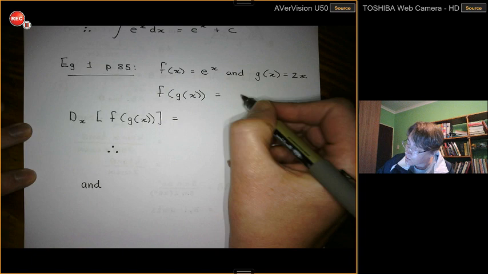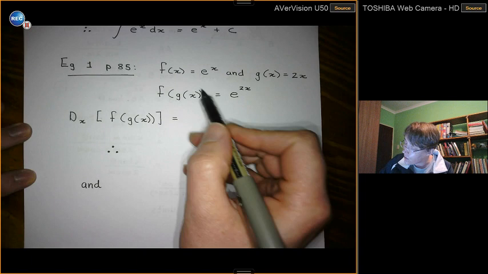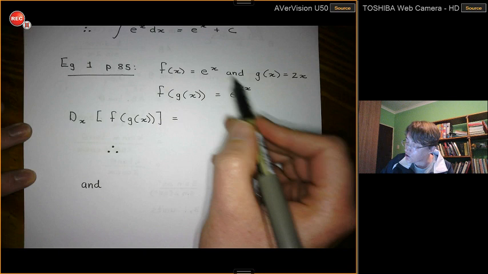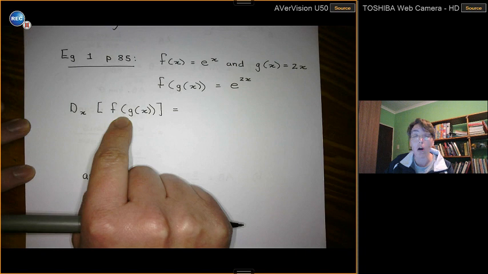Hopefully you guys can spot that quite easily. Pretty much all that happens is right over there where x used to be, I now put g(x). So where x used to be, I now put 2x. So that's my compound function. Now, you'll recall that the moment we find the derivative of a compound function, we have to use the chain rule.